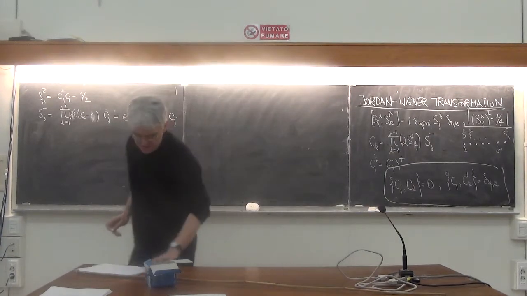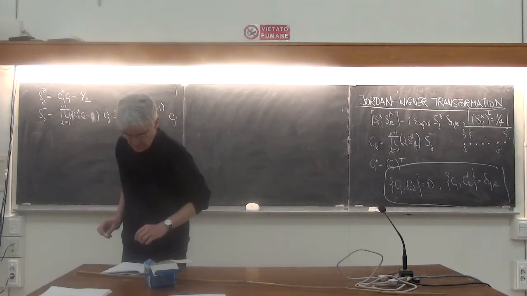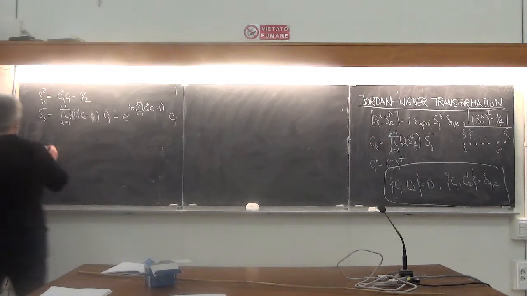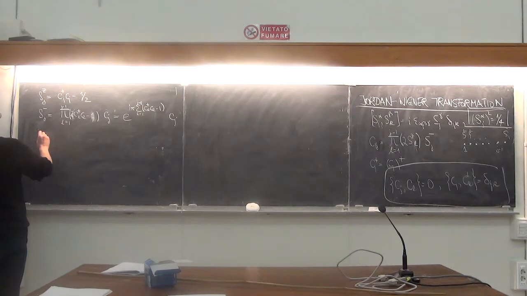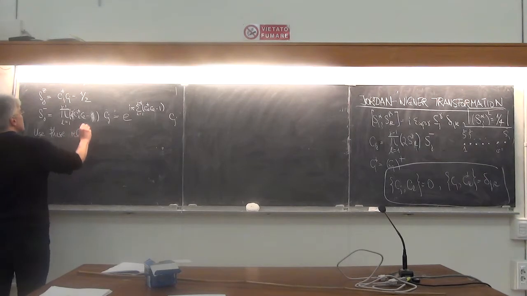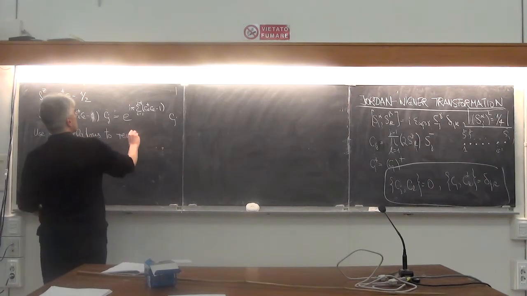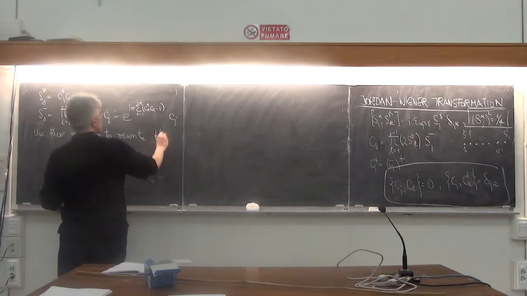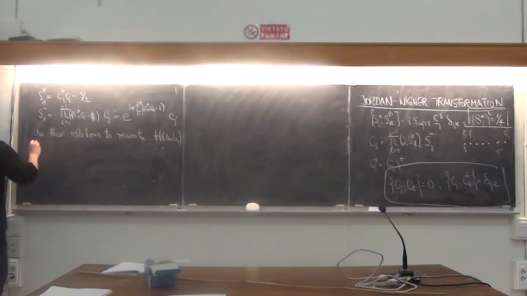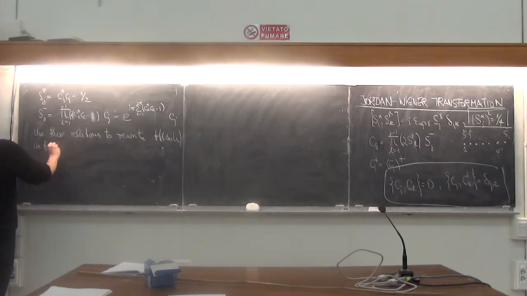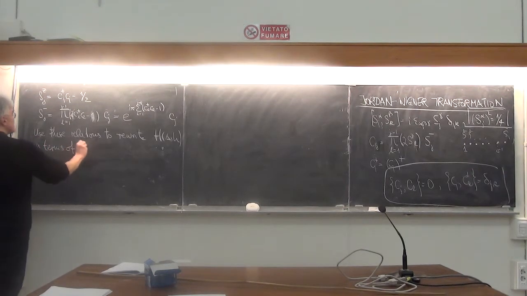Okay, so we have this. Now, just use these relations to rewrite the Hamiltonian, which I call H(Δ, h), in terms of spinless fermions.